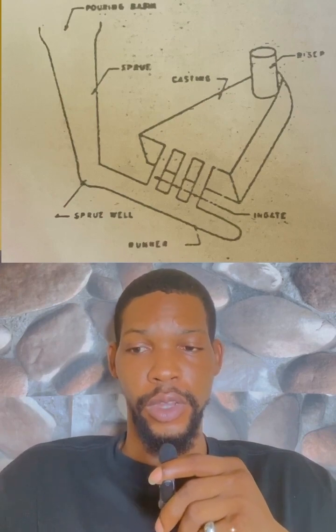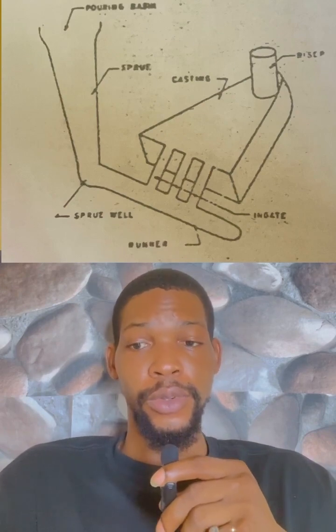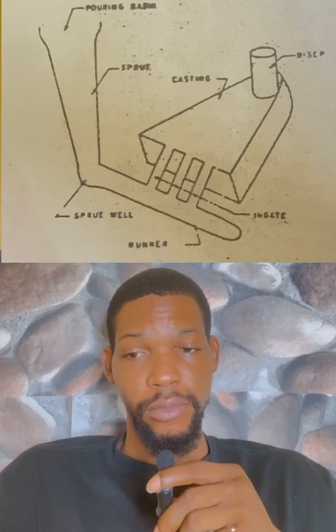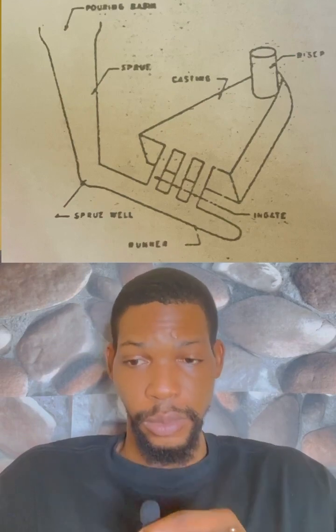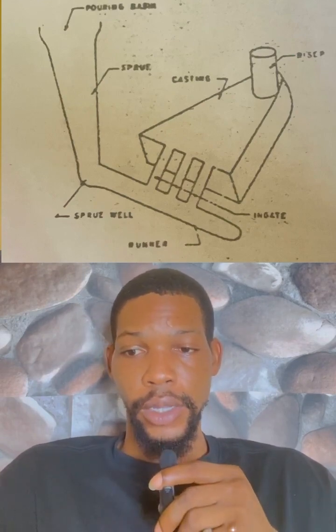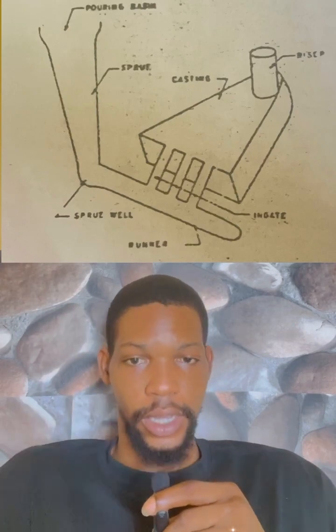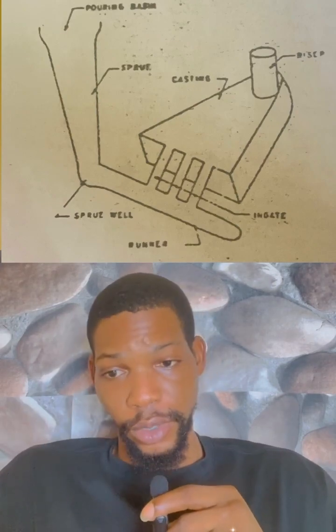So these are the things we have talked about: how these gating systems work and why they are important in the mold. Now let's talk about the systems and their parts. Let's start with the pouring basin.